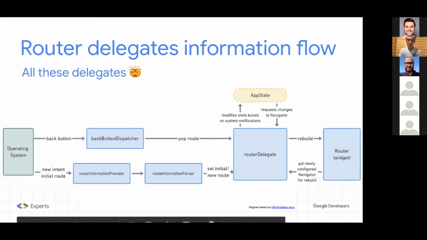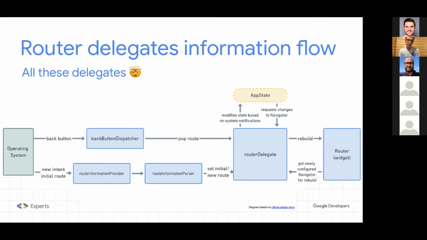It's from the official design docs, a bit cleaned up and with updated names. So from the left side, we have our operating system. Then depending on what happens: if the back button is pressed, the back button dispatcher handles that. If a new intent or the initial route is provided, this is handled through the route information provider. Then we have our route information parser. Really nice single responsibility, and the same here. The only thing the provider does is provide the information from the operating system, and the only thing the parser does is parse this information.